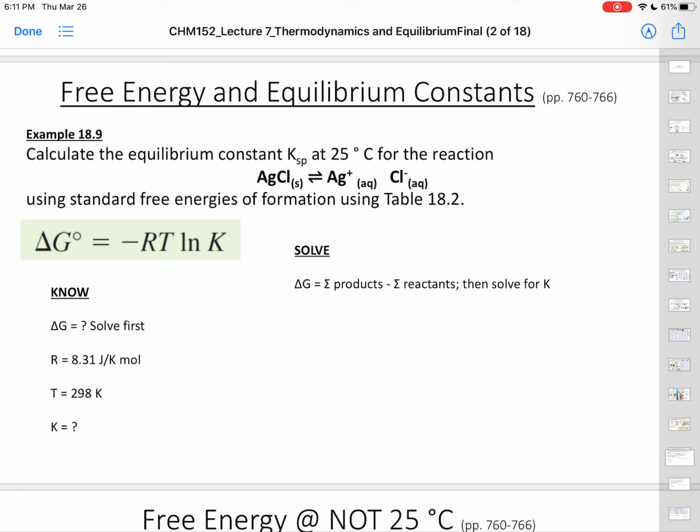So the next problem that we're going to look at, give me 1 second here. I just need to do something real quick here.